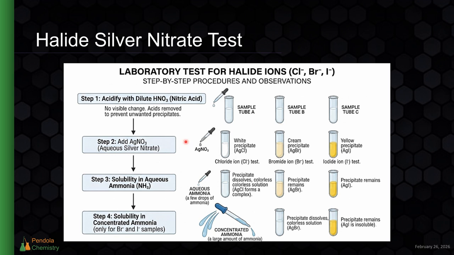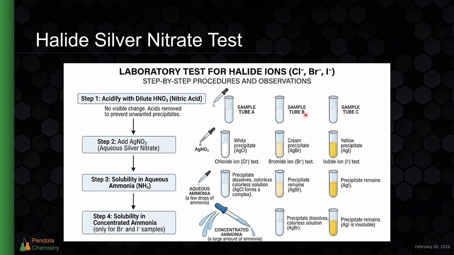After we add the nitric acid, we are going to then add that silver nitrate. When we add the silver nitrate, if we did not have a halogen or a halide ion, we wouldn't see a precipitate, we wouldn't see any change. But if we had chloride ions, like in sample A, we will see that white precipitate.